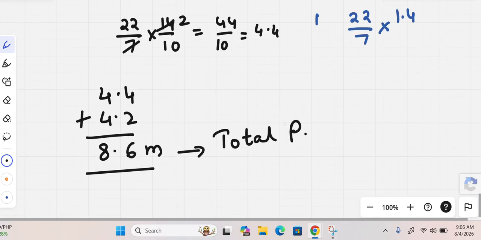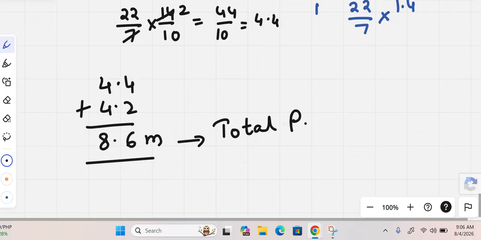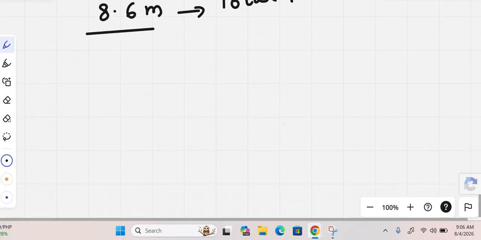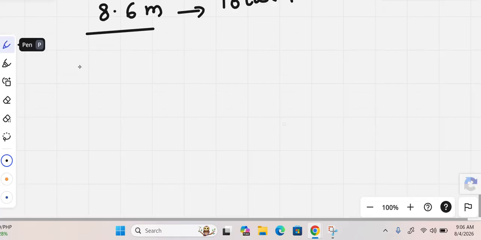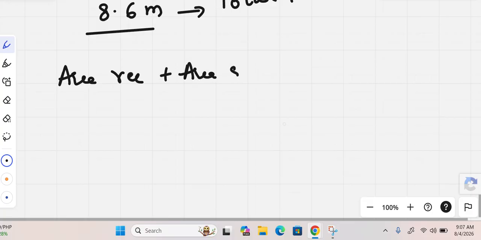Okay. Is it clear to kids? Yes, ma'am. Everybody? Yes, ma'am. Okay. Now what is the C? Find the total area enclosed by the window. That's also easy. Area of rectangle plus area of semicircle. That's fine. So area of rectangle L into B, how much is it? We found L and B, 2.8 into 2.1.